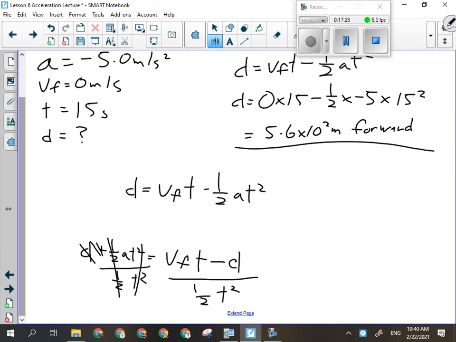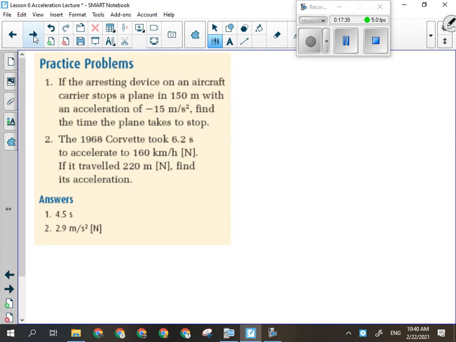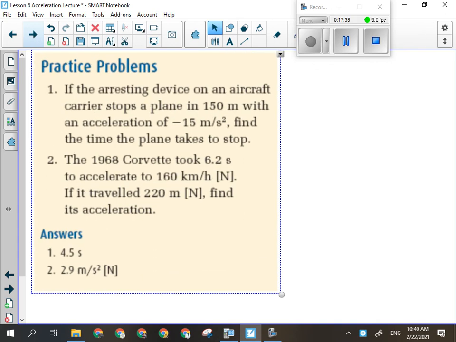You all right with that? Okay, it's just algebra, right? You guys are good at that already. Questions on that formula there? Okay. Then try those 2 questions. They have to do with that formula.